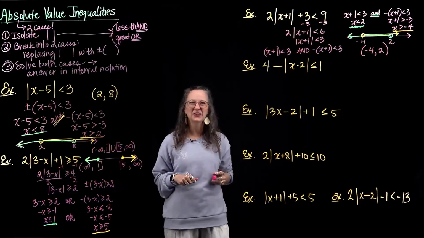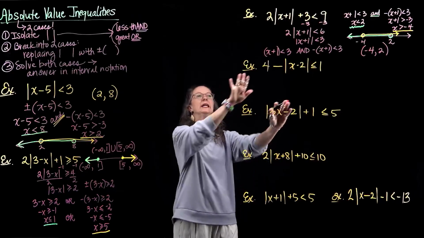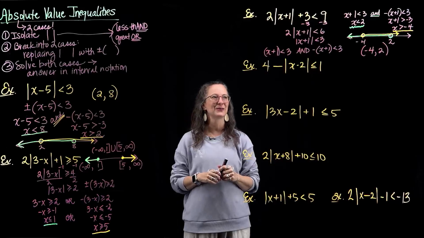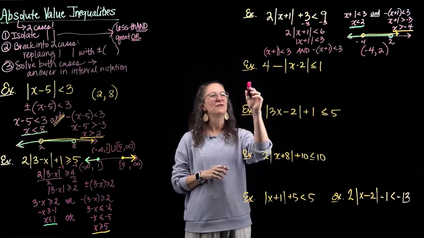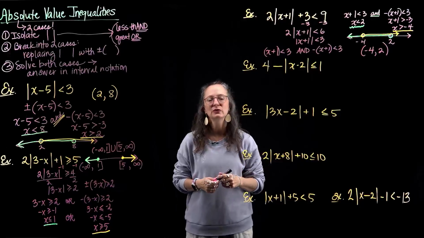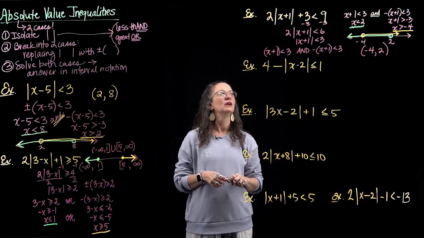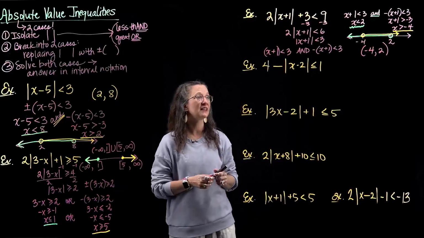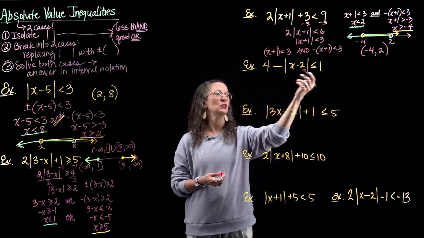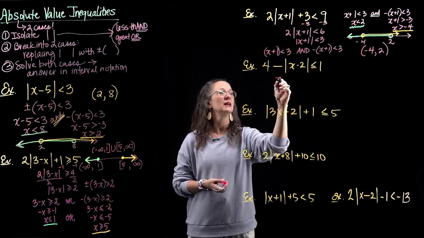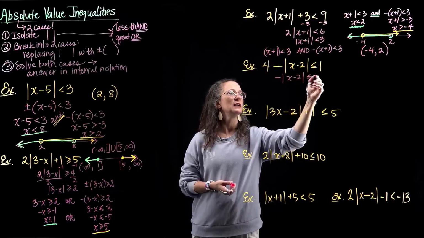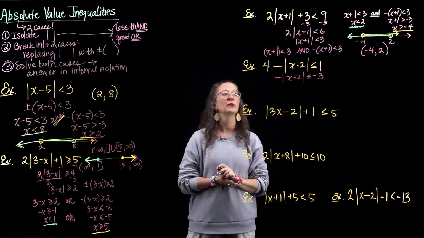All right, let's tackle another one. Here I reverse the order on you. Don't be thrown off. We can still do this one. So I have 4 minus absolute value of x minus 2 less than or equal to 1. First, we have to isolate that absolute value. So I'll subtract 4 from both sides, I have a negative absolute value of x minus 2 is less than or equal to negative 3.